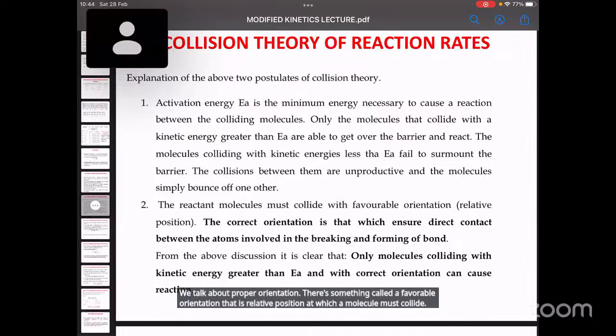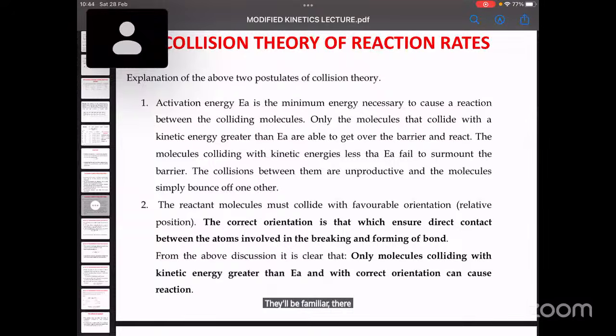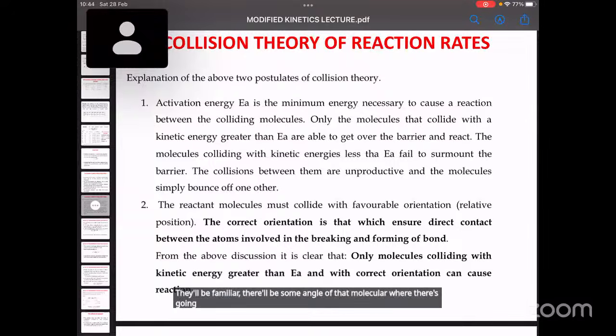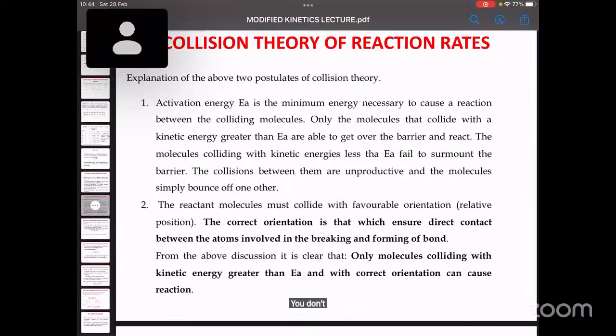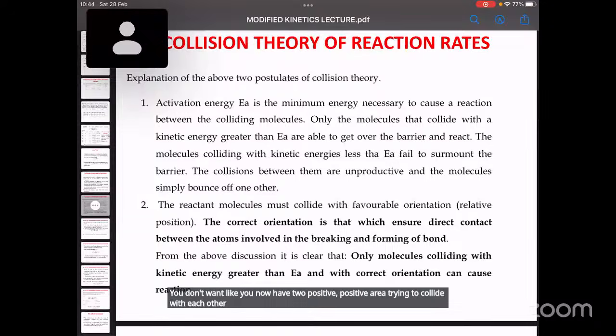Now, a good example, if you're talking about a molecule that is positively charged and a molecule that is negatively charged. Remember, even a molecule that is positively charged, there'll be some area, some angle of that molecule where there's going to be a surplus electron. But there's just going to be the broader area where it's electron deficient. You don't want two positive areas trying to collide with each other. There will be a repulsion between those positive areas.